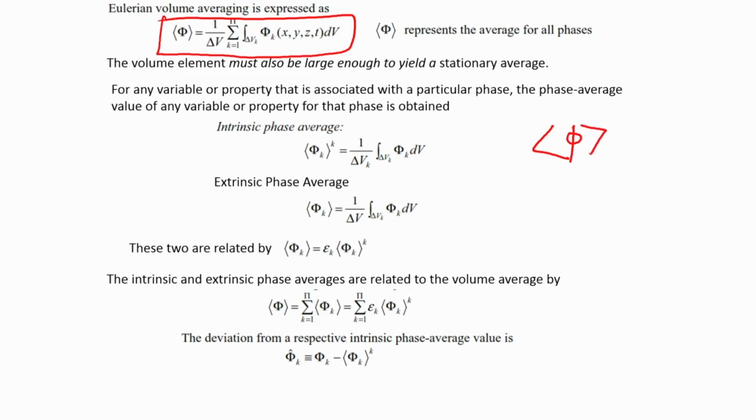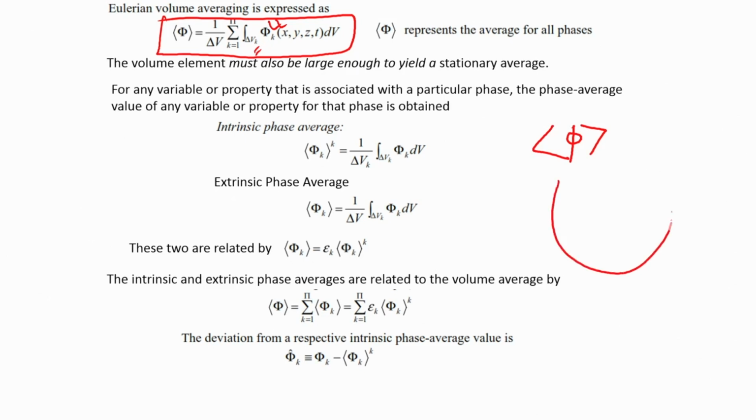This actually means an average. If you look at this expression, what we have done is that for each of the phases k equals 1 to pi, we have taken that quantity, whatever that property phi k is, across each of the elemental volumes occupied by the individual phases, and we have integrated it over that particular phase. Then we have summed it across all the phases, and then we have divided it by the volume.